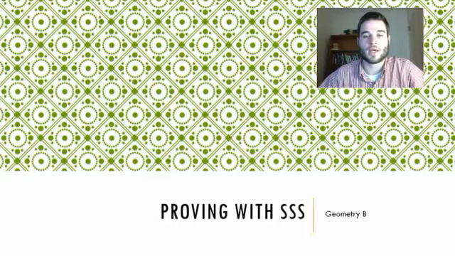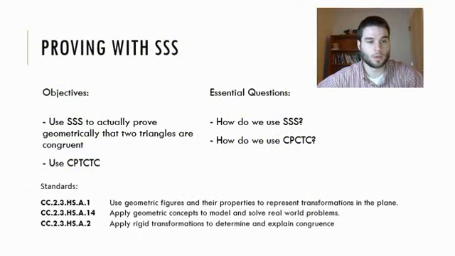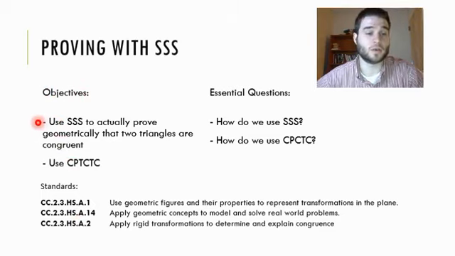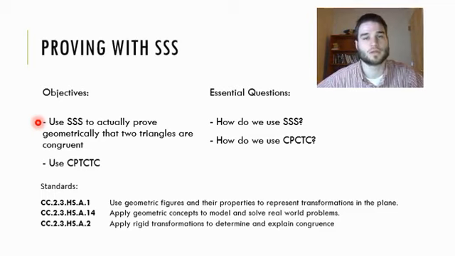Hey guys, today's lesson is about proving that triangles are congruent using this method. Some things we can look at. Student objectives for today: use side, side, side to actually prove, like I said, geometrically that two triangles are congruent. Last pod we talked about the side, side, side, and we pointed out triangles that we could have proved were congruent because they all have the same sides, but we never actually did. So that's what we're going to learn about in this lesson.